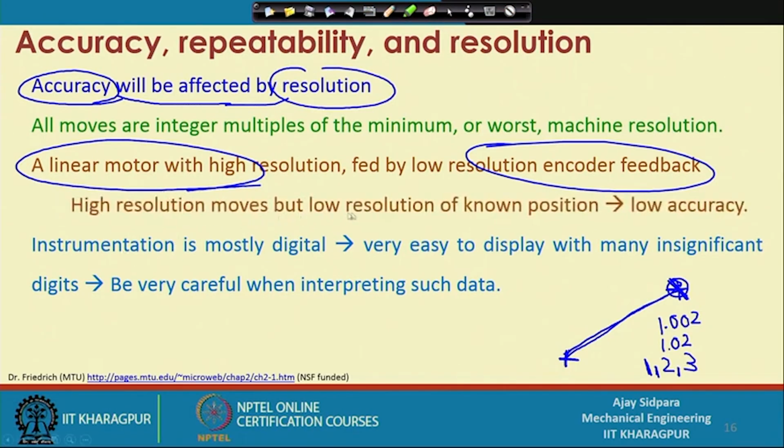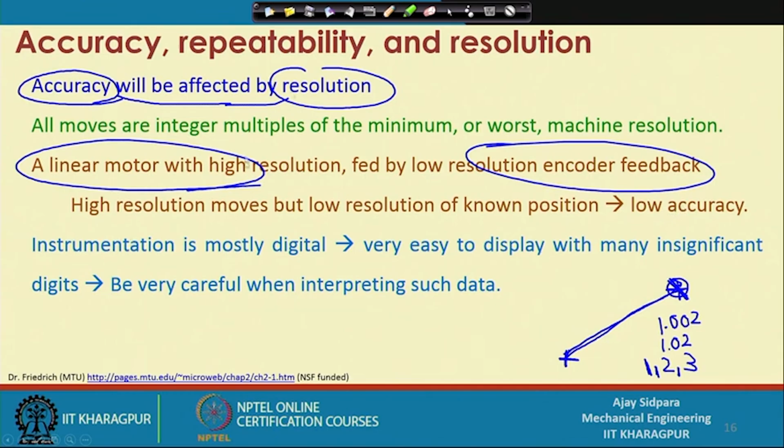High resolution moves, but low resolution of position. That is what is happening, because your linear motor you can move with 0.1 micron very easily, or 0.01 micron also, depending on the length of the stroke. But again, whatever position you want to know from the controller is actually fed by the encoder feedback, which is low. So, you end up with the low accuracy.